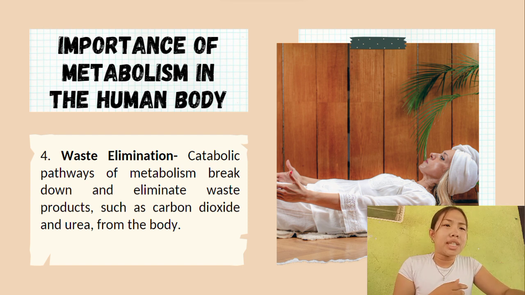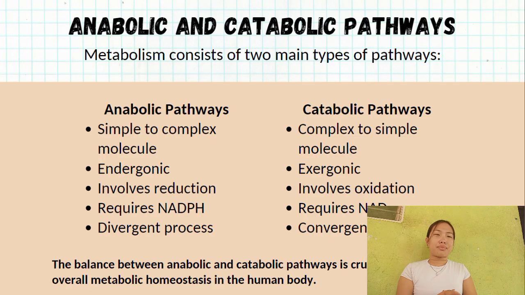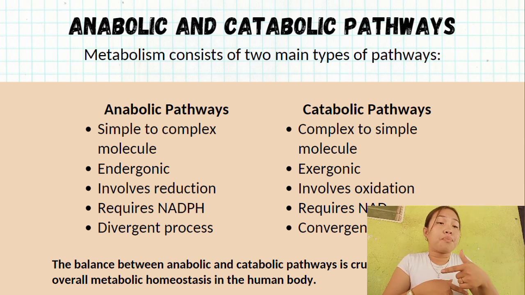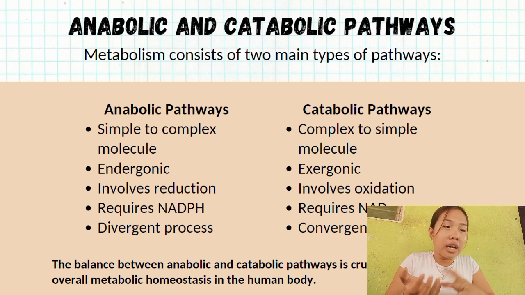So what are the anabolic and catabolic pathways? Let's differentiate the anabolic and catabolic pathways. Metabolism consists of two main types: the anabolic and catabolic pathways. In the anabolic pathway, simple molecules are built into complex ones, while in the catabolic pathway, complex molecules are broken down into simple ones, so they are inversely related to each other. When anabolic is simple to complex, then the catabolic is complex to simple.